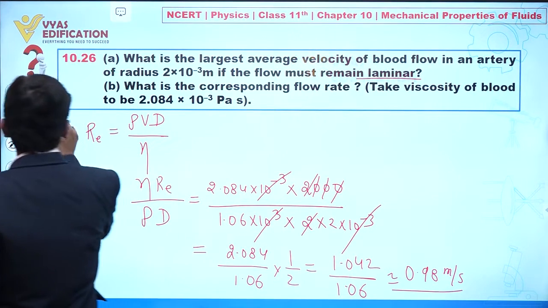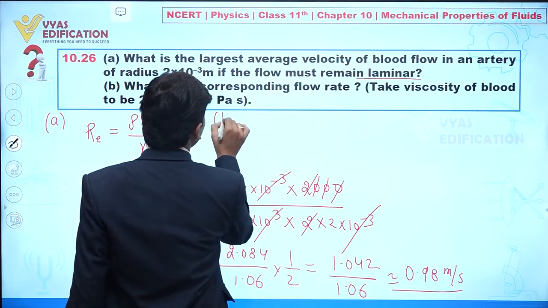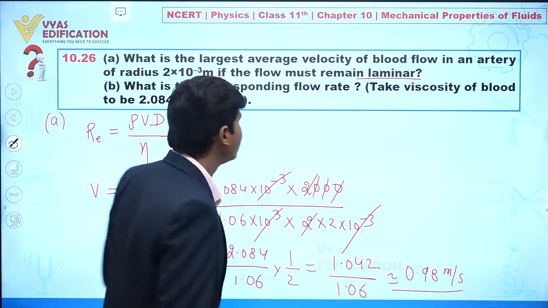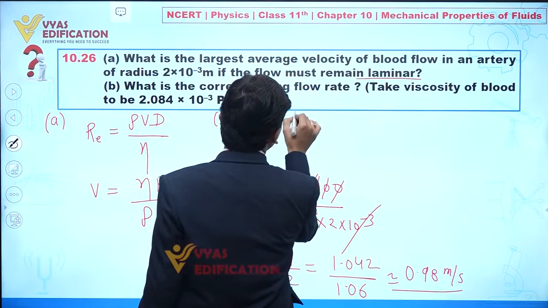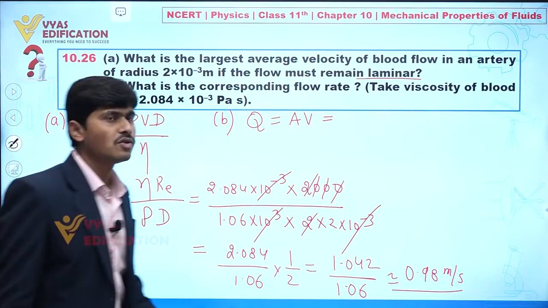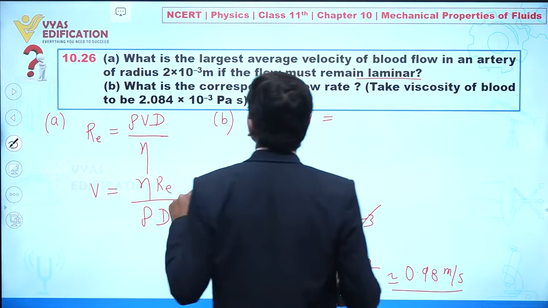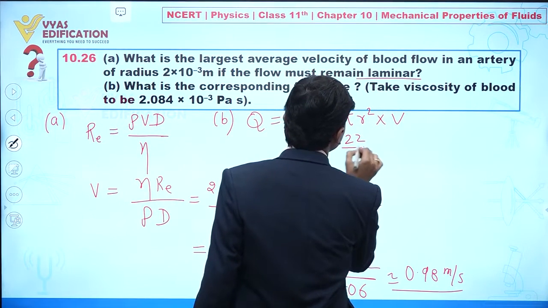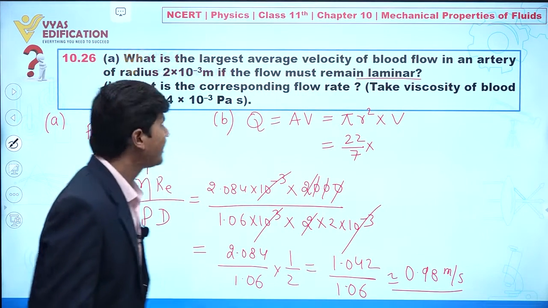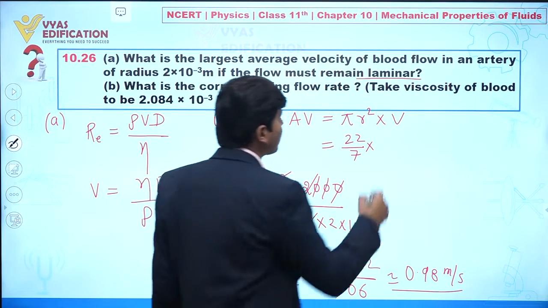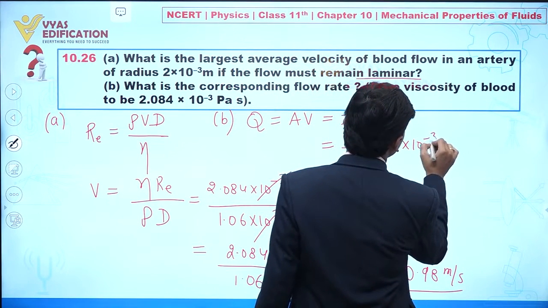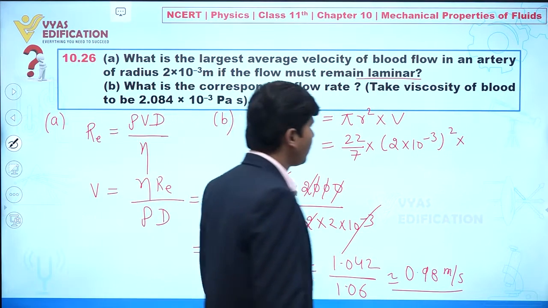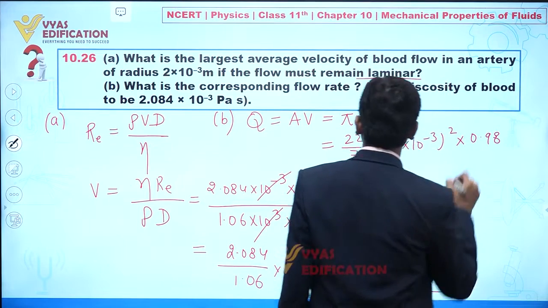Now this is about part A, but if I talk about part B, this question is asking what is the corresponding flow rate, clear? So the flow rate is given by area multiplied by velocity. Area is given to you, this is pi r square multiplied by velocity. Pi is 22 by 7, into the radius, which is given as 2 into 10 to the power minus 3, whole square. And what about velocity? We have already calculated it as 0.98, clear to you?